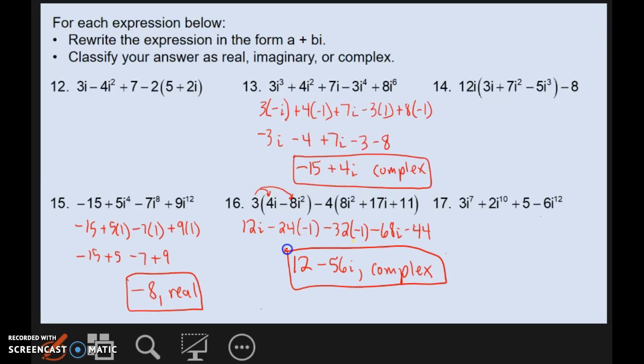So again, our goal with addition and subtraction is fairly basic. We're looking to distribute exponents where we need to, combine like terms where we can, and then classify our final result.